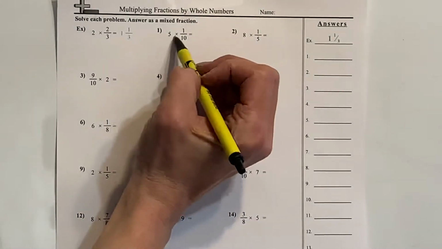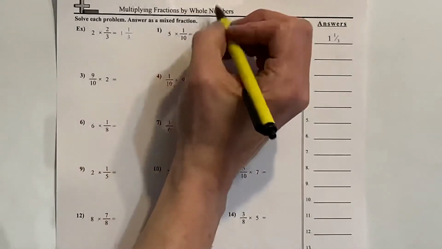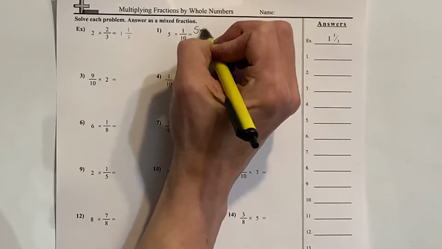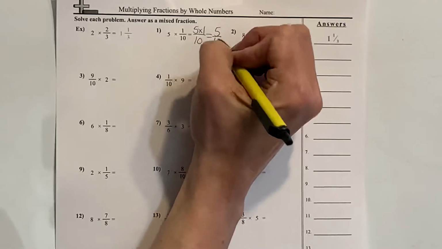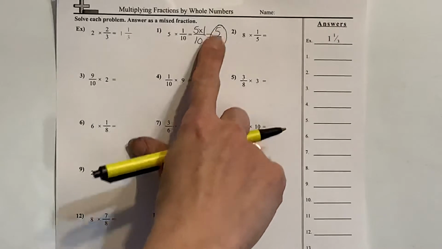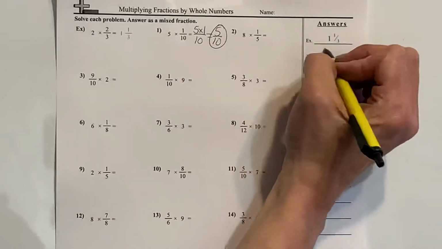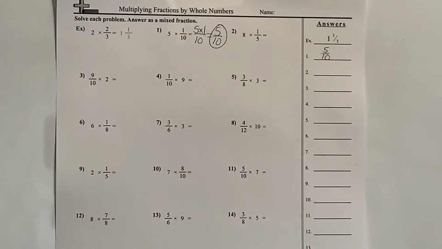So we've got 5 times 1/10. If we take 5 groups of 1/10, that's the same thing as saying 5 times 1 over tenths, which would be the same as 5/10. Since this is not an improper fraction, we can just write the answer as is. So next we have 8 times 1/5.